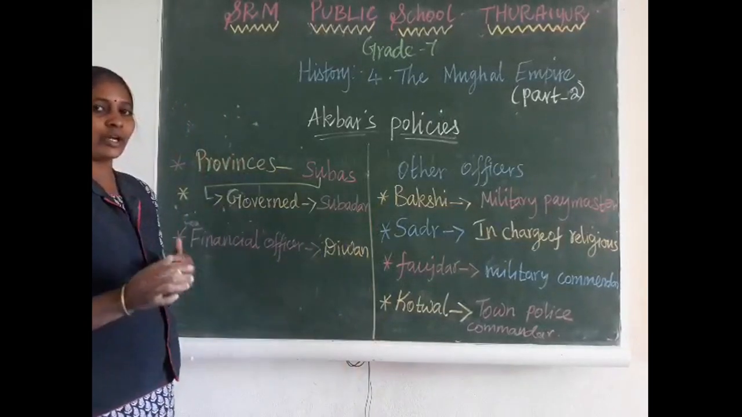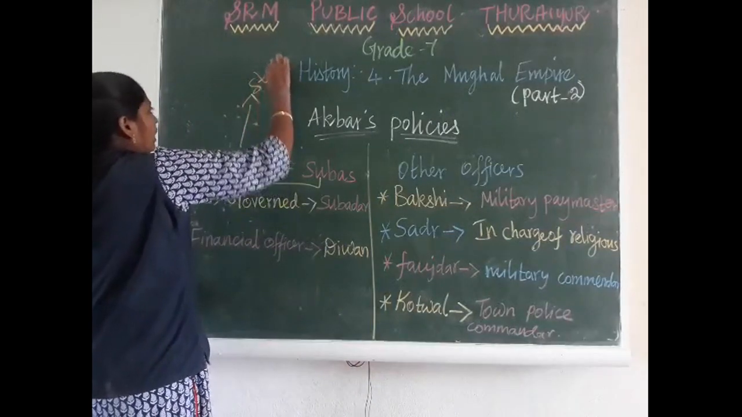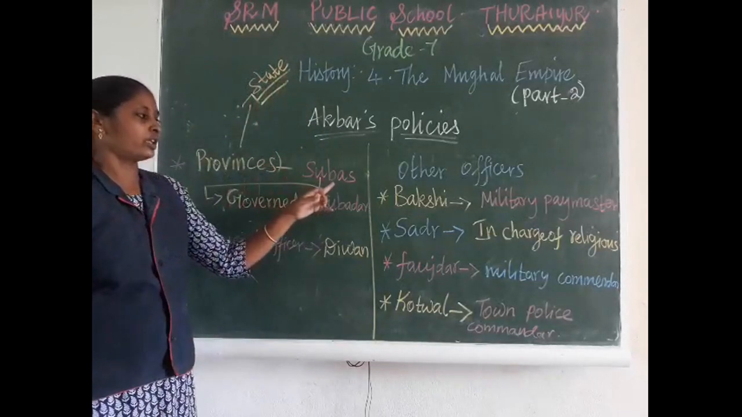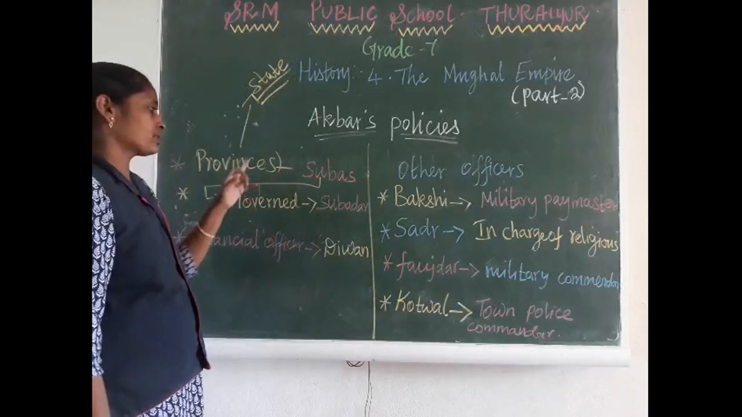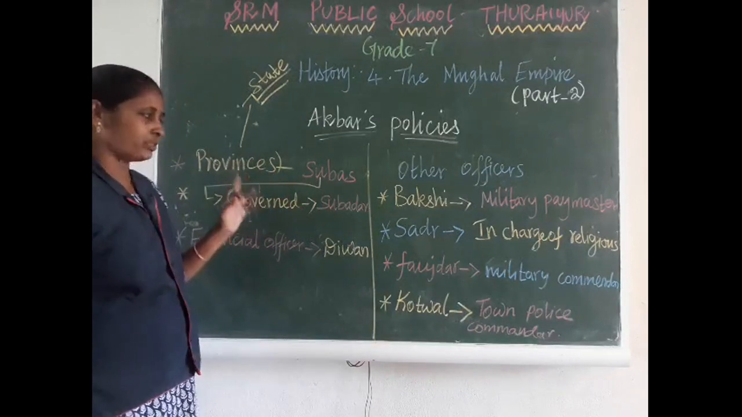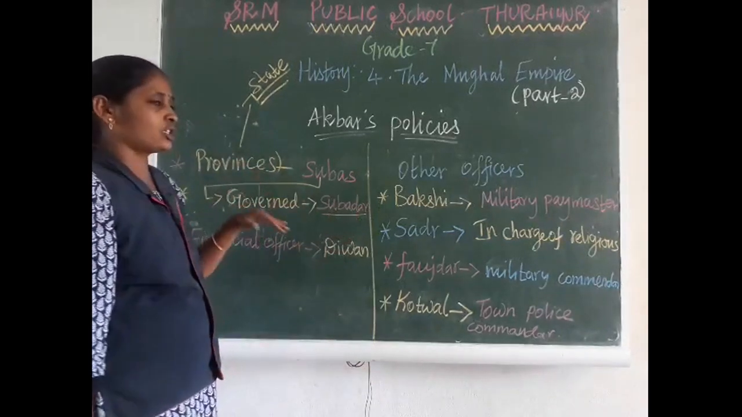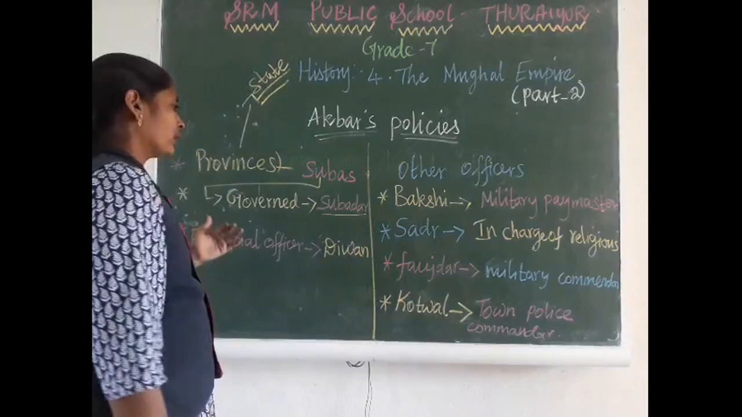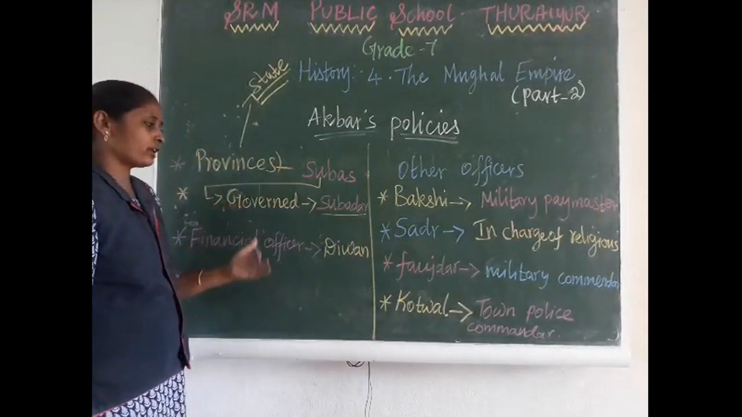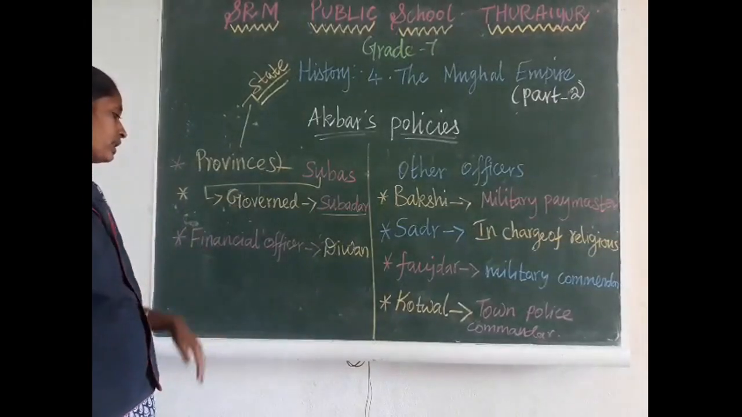Akbar's region was divided into many provinces. I already said provinces means states, like presently. He divided his ruling area into many provinces. Those provinces were called Subas in those days. Those in charge of the provinces were called Subedars. So the region of Akbar was divided into many provinces called Subas, and the Subas were governed by the Subedars.